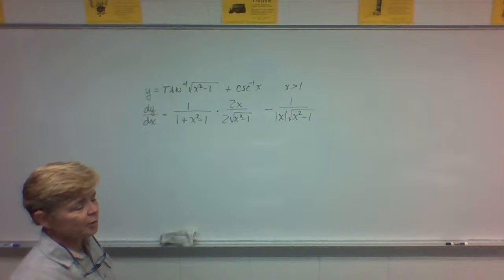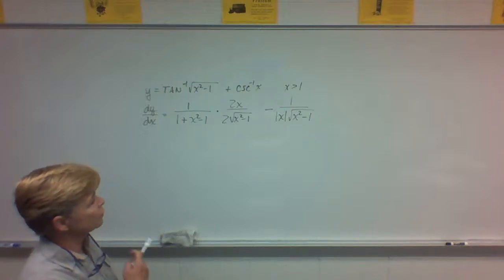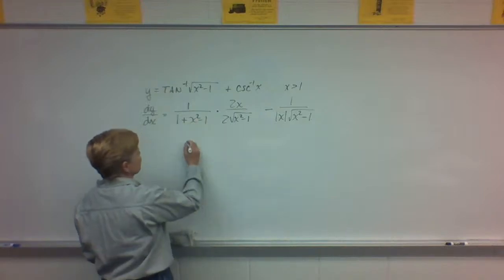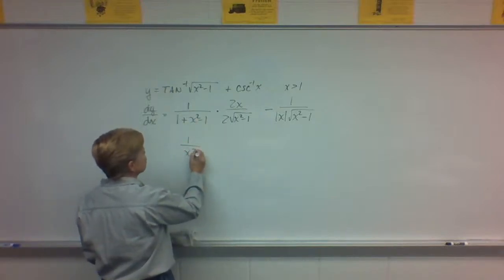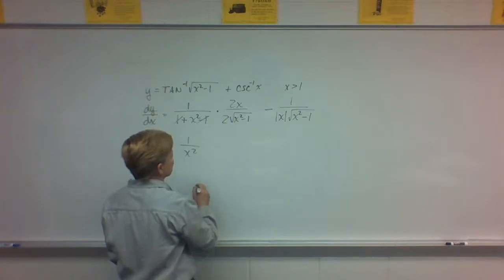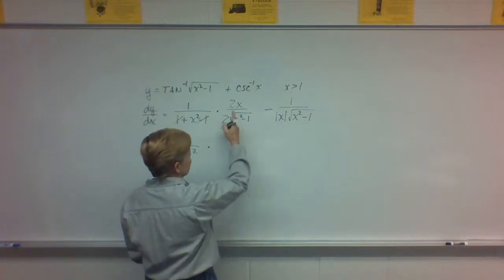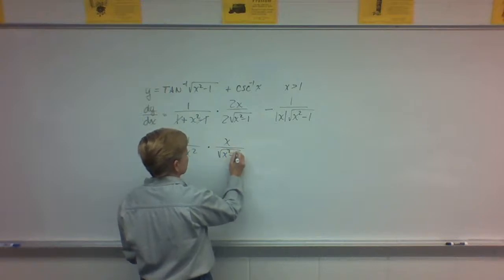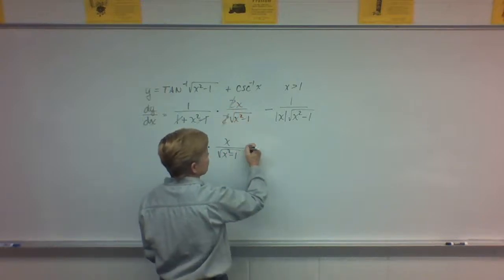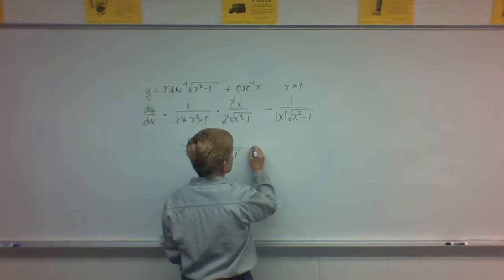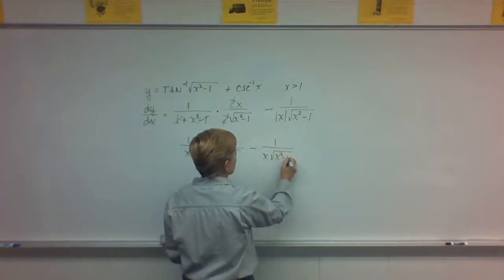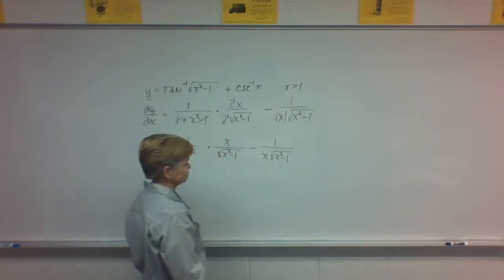Everybody in agreement up to this point? There was no chain rule required on this. So now I'm going to simplify. This simplifies to 1 over x squared because the 1's cancel out. This simplifies to x over the square root of x squared minus 1 because the 2's cancel out. And this simplifies to 1 over x root x squared minus 1 because of the domain restriction.